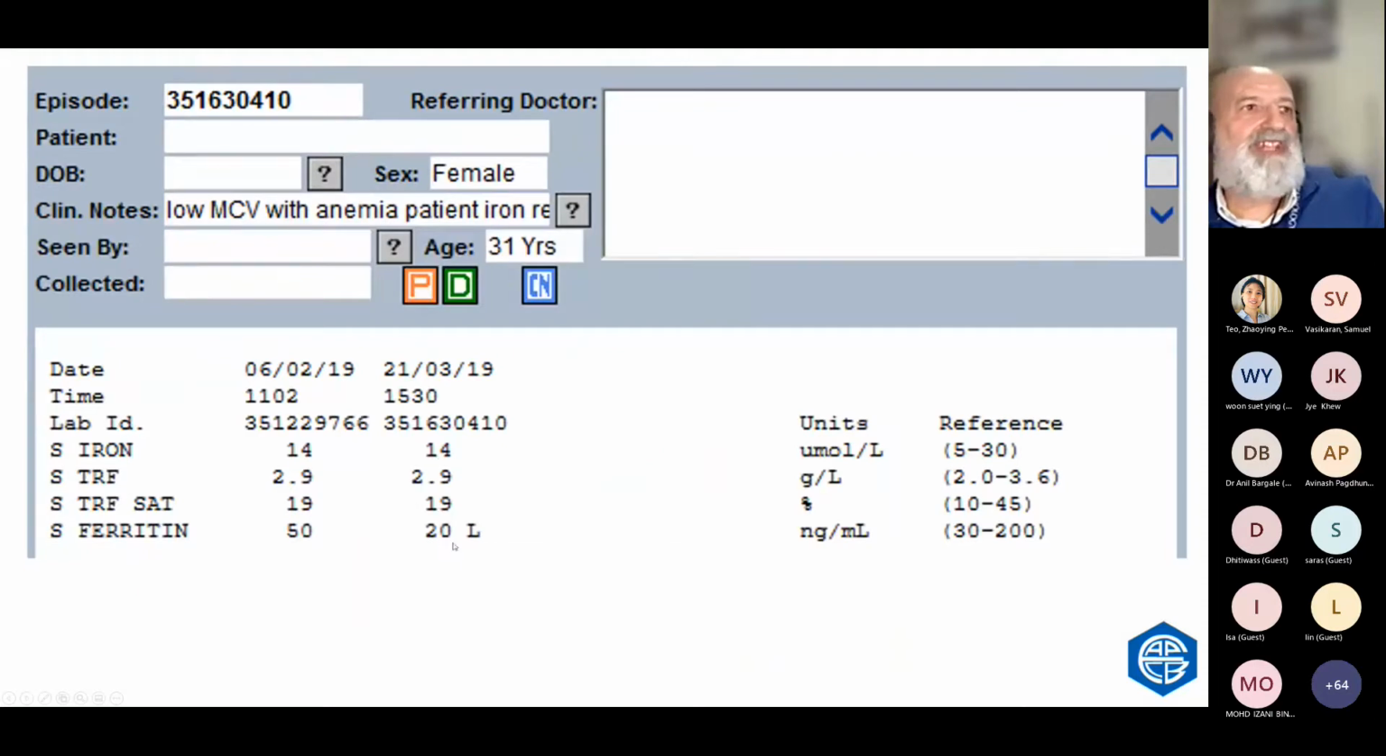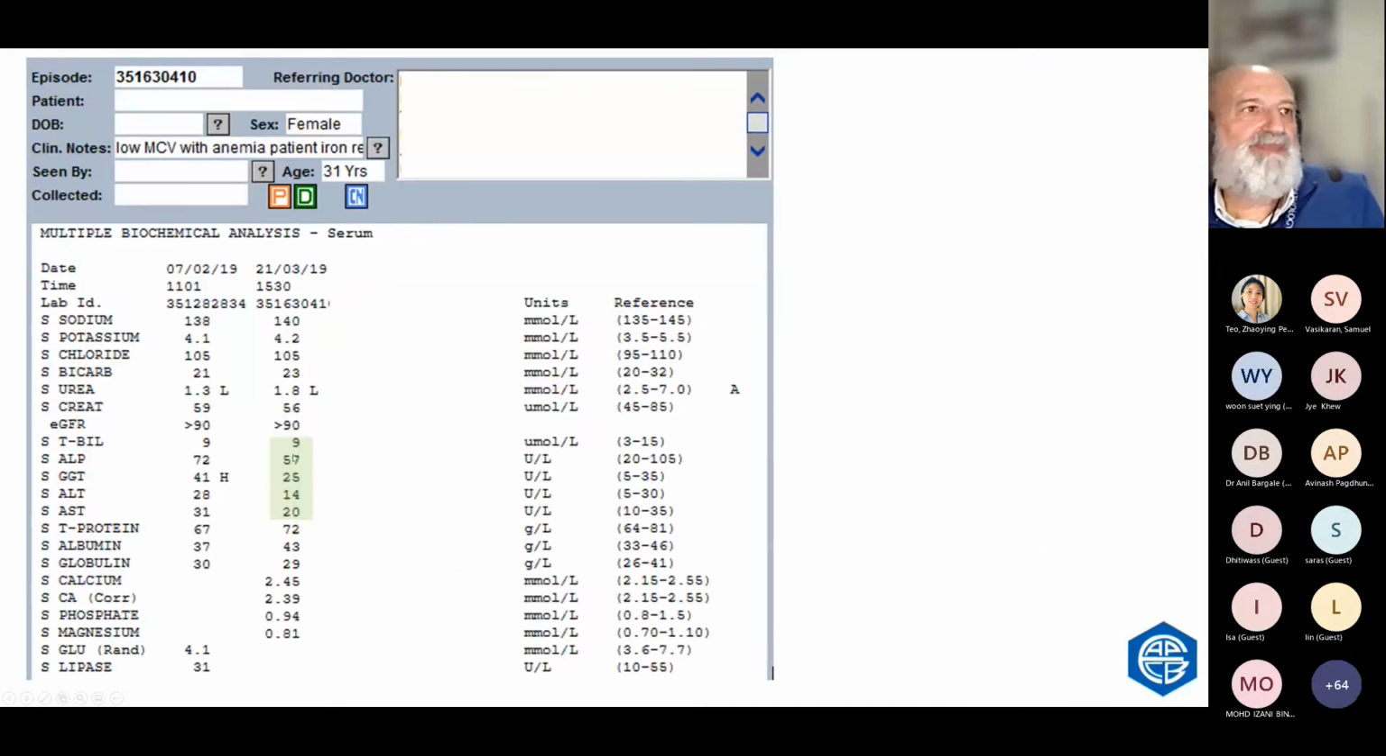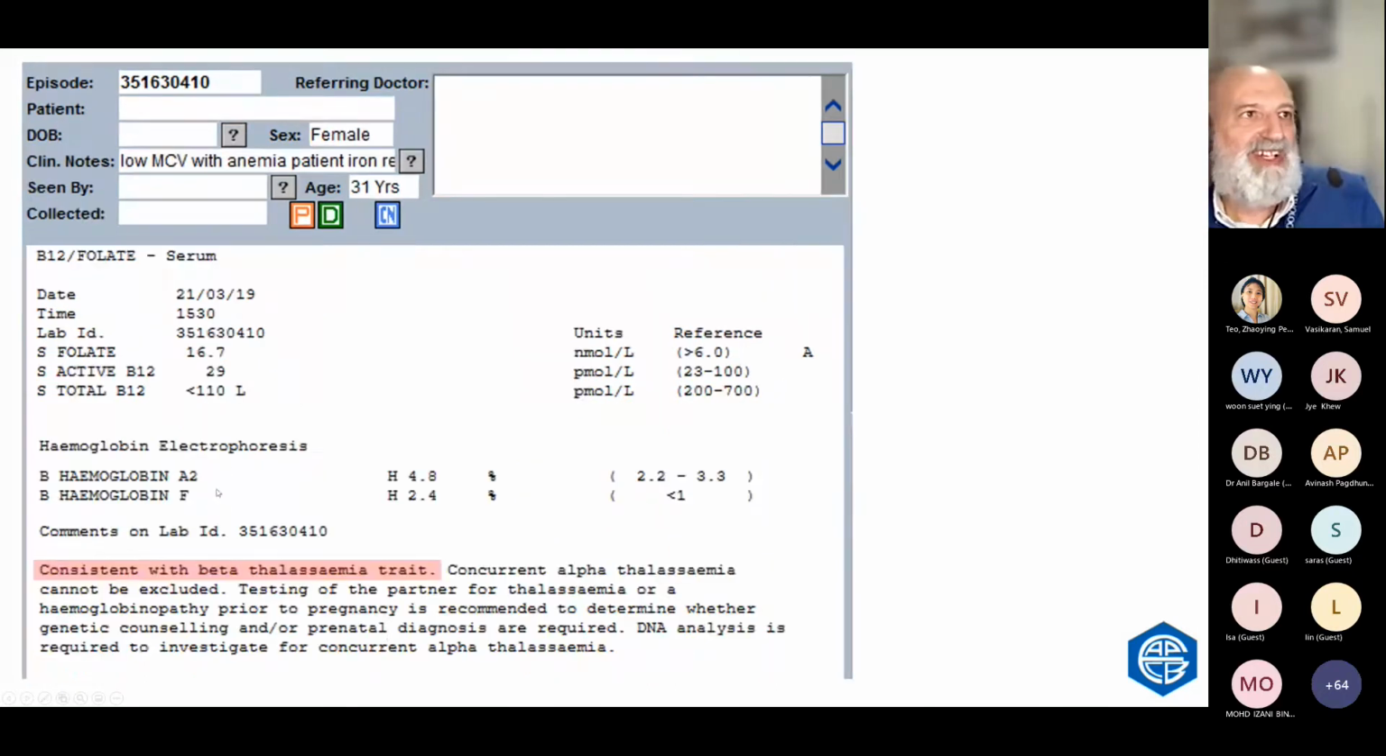Now, she does have a low ferritin, but it's pretty unimpressive for such a severe degree of anemia and low MCV. So is that the cause of her anemia? She doesn't have any hemolysis. This is the liver function test: bilirubin's normal, AST is normal. Her B12 levels are lowish. Well, it's not surprising, because remember, low iron tends to be associated with lowish B12s.